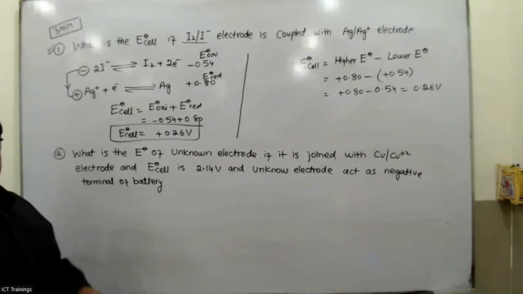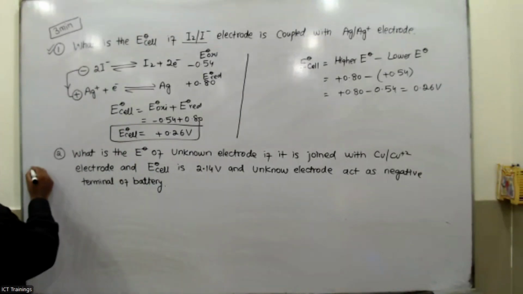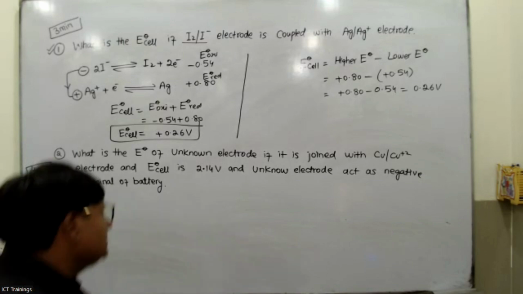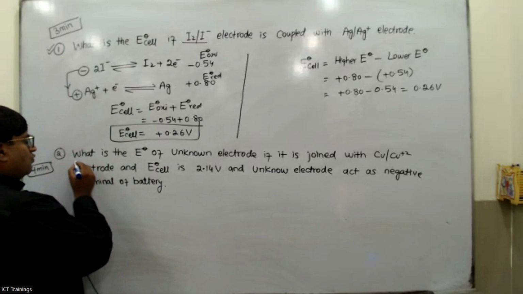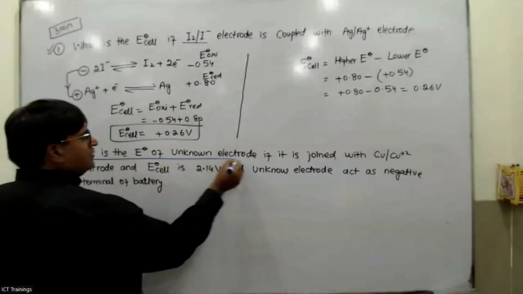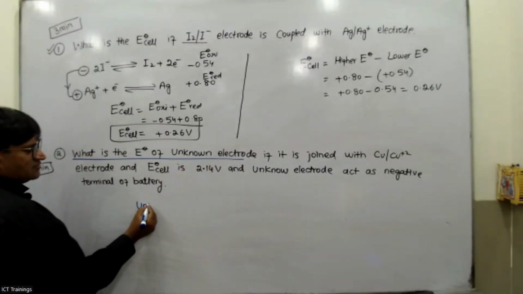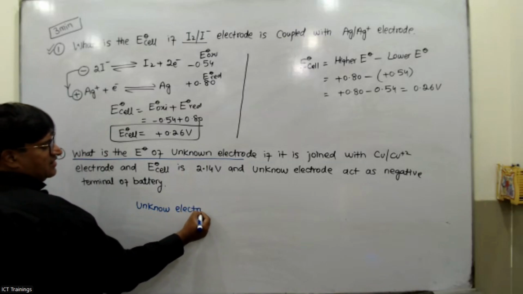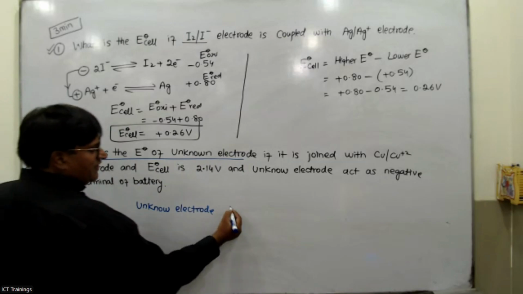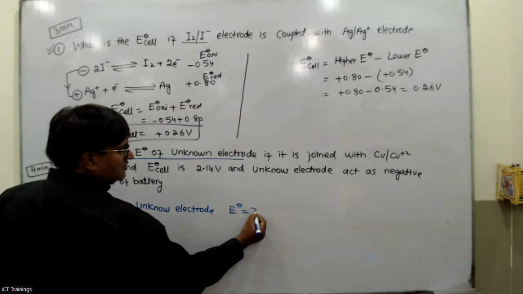Question number 2. I'm going to give you 4 minutes for it. So let's start with this question now. The question is asking, what is the E naught of the unknown electrode? So it means you have an unknown electrode, and you have to calculate its E naught value.